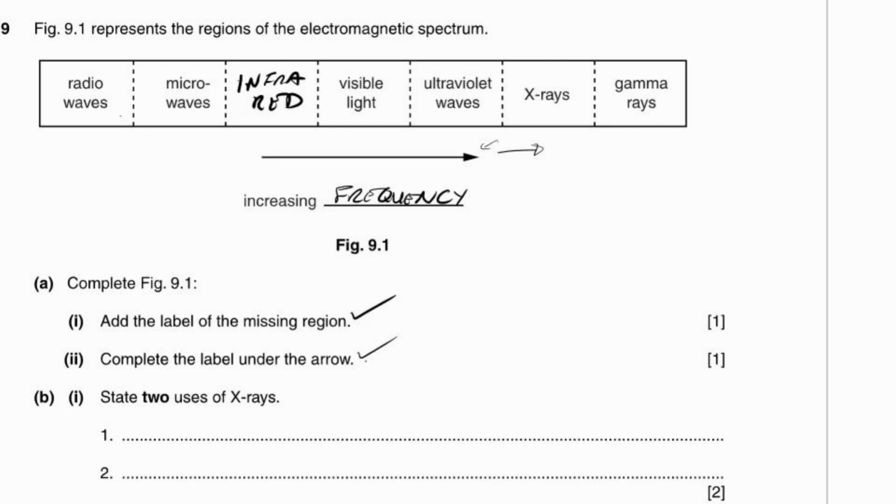B1, state 2 uses of X-rays. Well, one, looking for broken bones, I think is probably a really big one. And the other thing they're pretty handy for is treating cancer. You can use very intense X-ray bursts to kill off cells, kill off cancer cells. There we go.